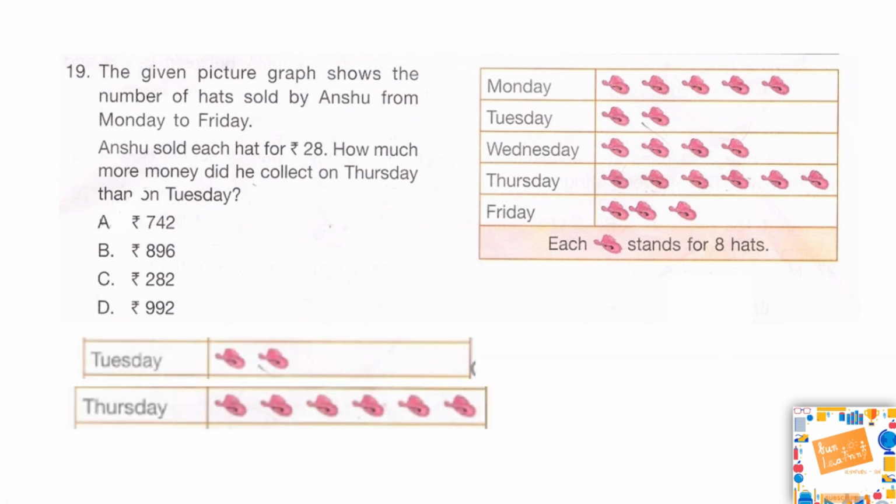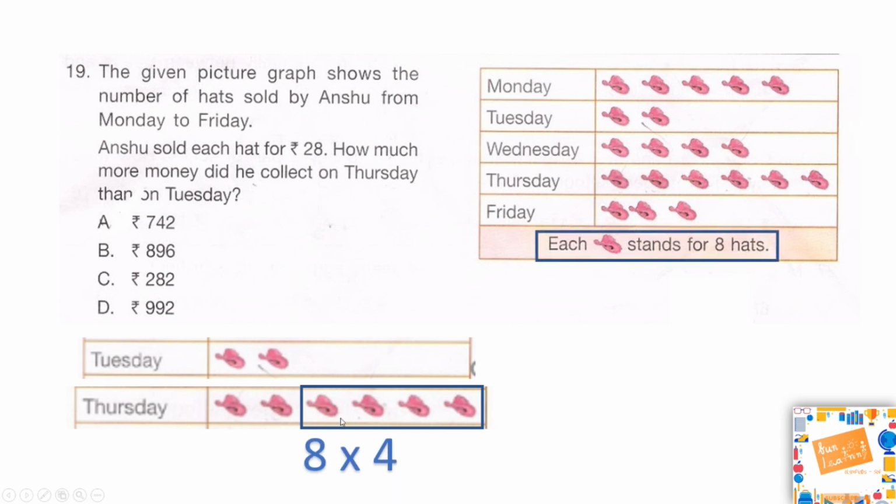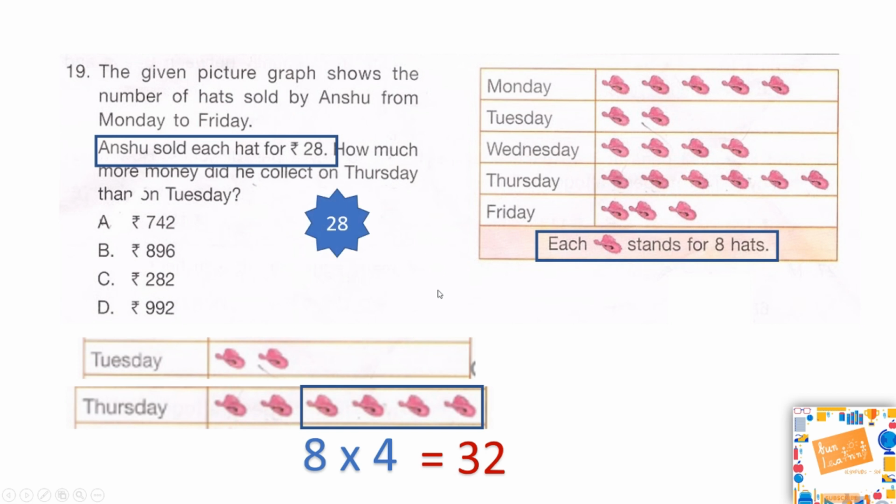So, on Tuesday and Thursday, these are the groups of hats that he sells. Clearly, on Thursday, he has 4 extra groups of hats that he has sold. Now, these 4 extra groups is 8 times 4, that is equal to 32 individual hats, because each hat image stands for 8 hats. So we know that there are 32 extra hats sold. Now each hat is sold for 28 rupees. That means this 28 rupees is to be multiplied with our 32 extra hats, which gives us the answer.